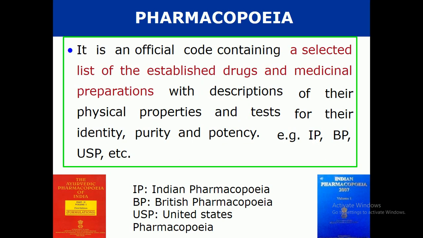In their descriptions, you can study the physical properties of the drugs and the different tests, for example to check the identity of the drug, the purity, the potency and the quality. All these come under the category of pharmacopoeia. Look at the spelling of pharmacopoeia, it should be memorized. Sometimes teachers ask about the spelling of pharmacopoeia and students get confused, so try to memorize it.